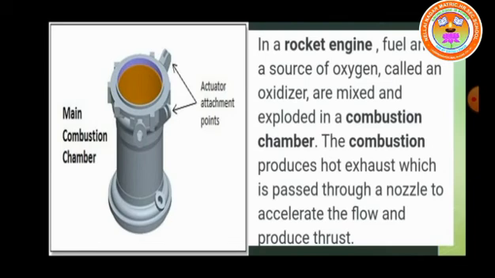So what is the role of the combustion chamber in a rocket? In a rocket engine, fuel and a source of oxygen called an oxidizer are mixed and exploded in a combustion chamber. The combustion produces hot exhaust which is passed through a nozzle. Just now we have seen the nozzle, to accelerate the flow and produce thrust.